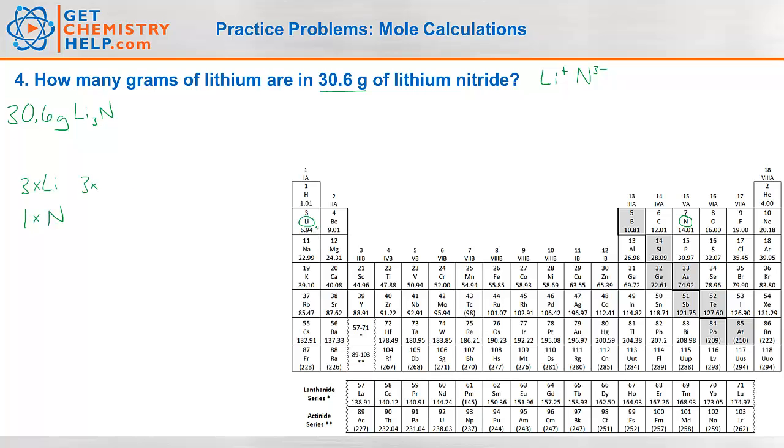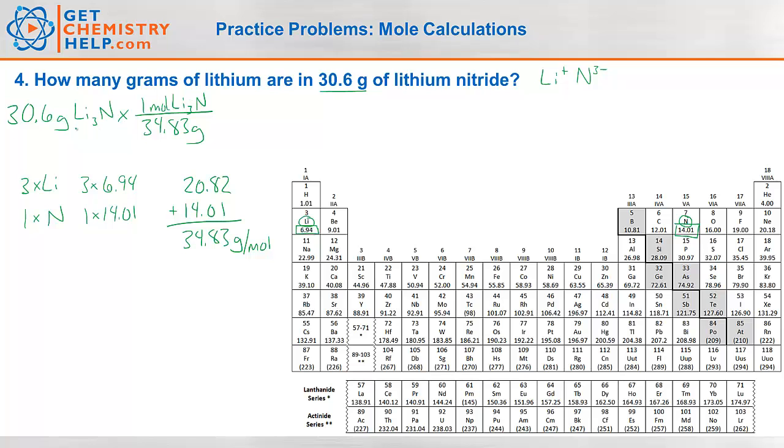So 3 lithiums, 1 nitrogen. So the mass of lithium was right here, 6.94. So 3 times 6.94. 1 nitrogen, 14.01. So 1 times 14.01. So we had 20.82 is the total mass of lithium. 14.01 is the total mass of nitrogen. Add those together, and I get 34.83 grams per mole of lithium nitride. Again, I want grams to cancel, so I'm going to flip that and put the grams on the bottom per mole of lithium nitride. So grams are gone. Now I'm in moles of lithium nitride.